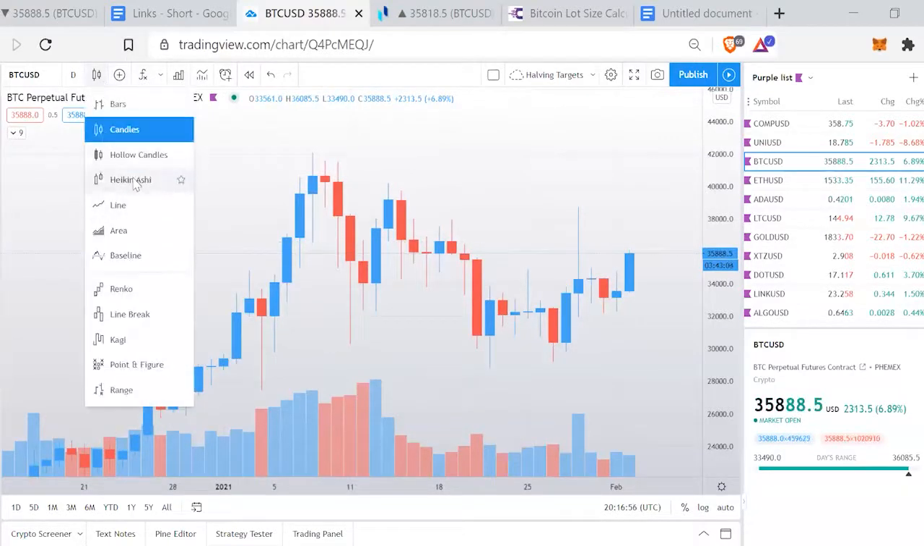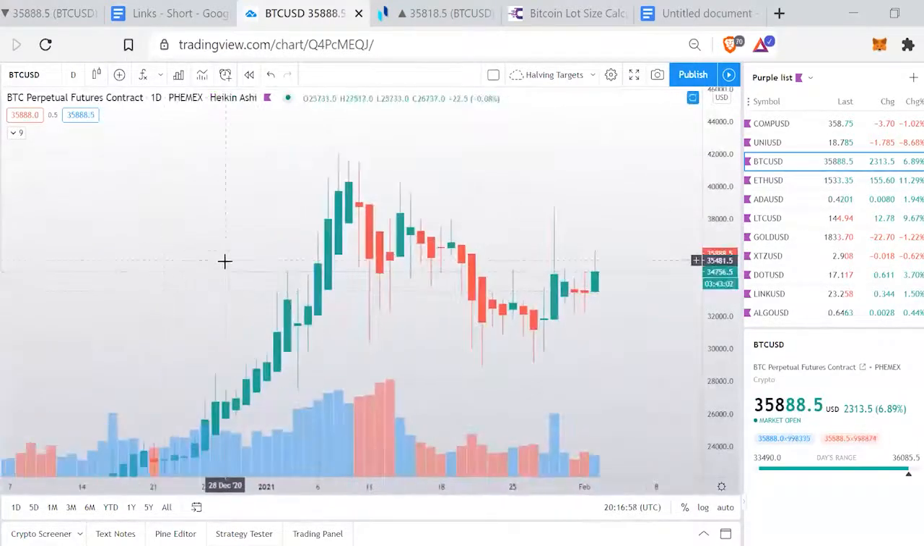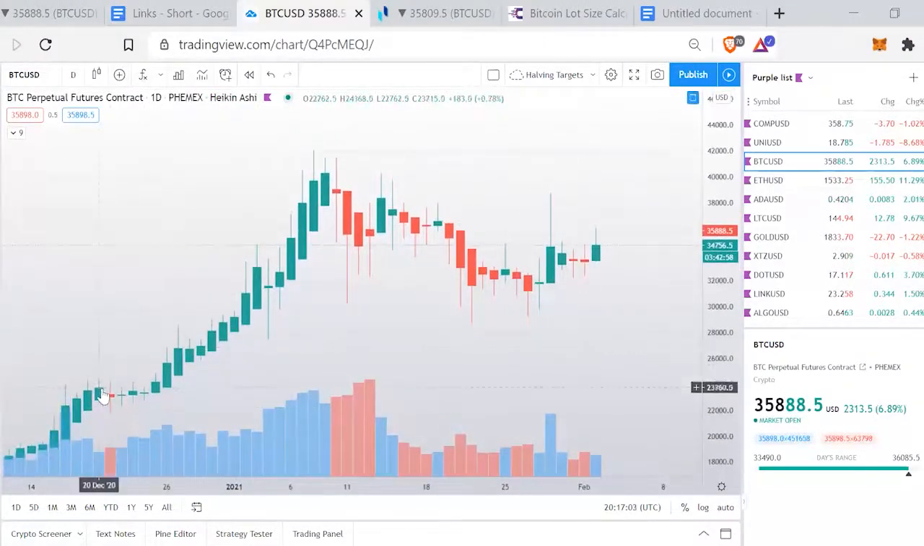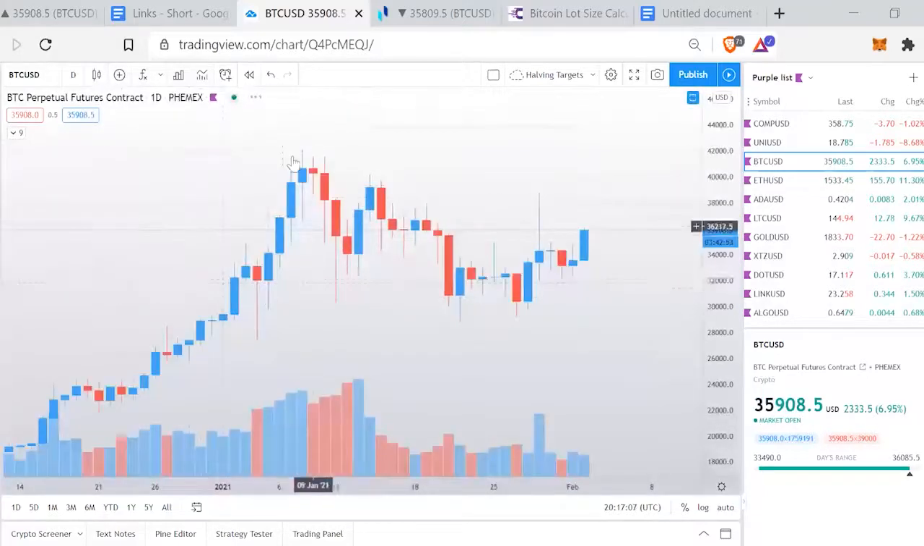There are other charts, like the Heikin-Ashi. This is one that people use in Japan a lot. It shows momentum more. It's a little bit more complex; I like to stick with candles. Simple gives you a lot of information and gets the job done.